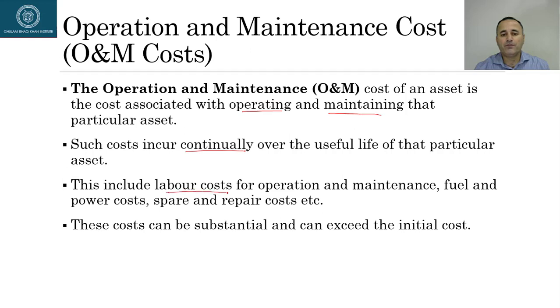They may include labor cost for operations, so you need operators for the machinery. Of course, you need to maintain that machinery: fuel, power cost, spares and repairs. These costs can be substantial and can exceed the initial cost as well. Sometimes the operations and maintenance cost for a certain project is a significant amount, so you cannot ignore it. Whenever you are writing a proposal, you should pay attention to the operations and maintenance cost of that project.